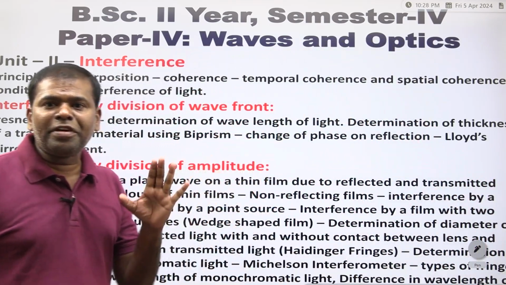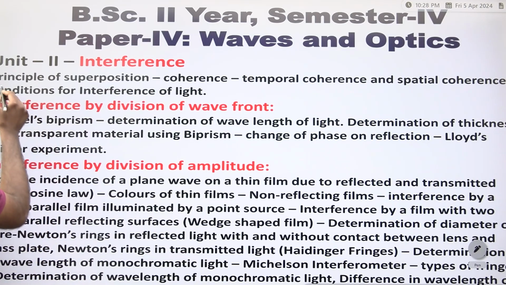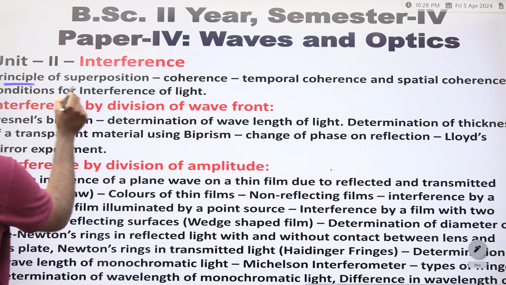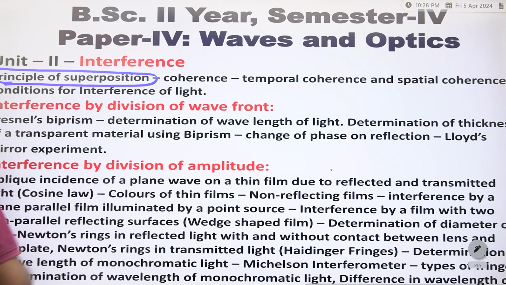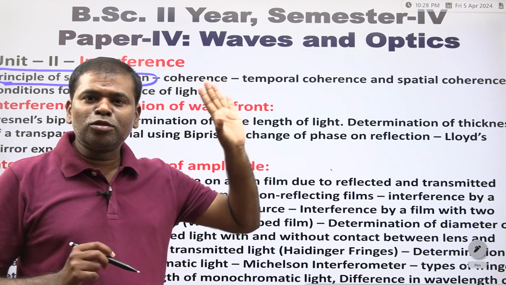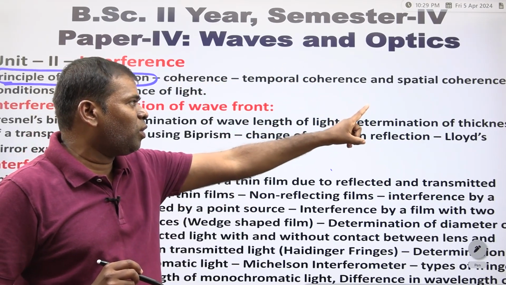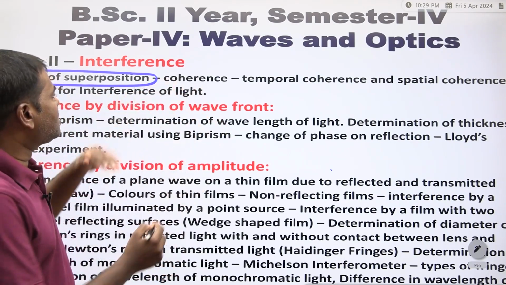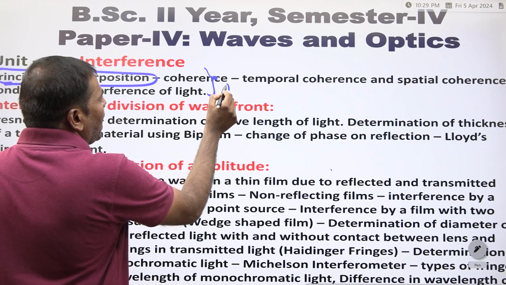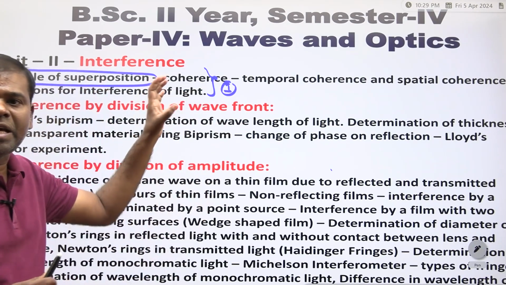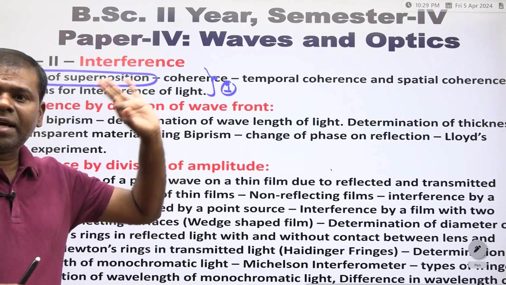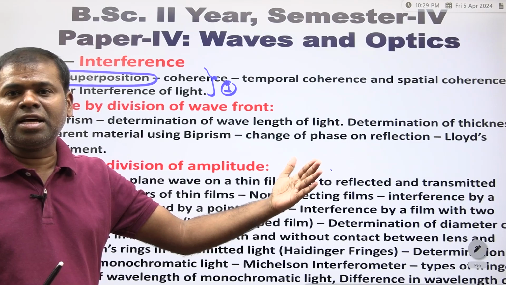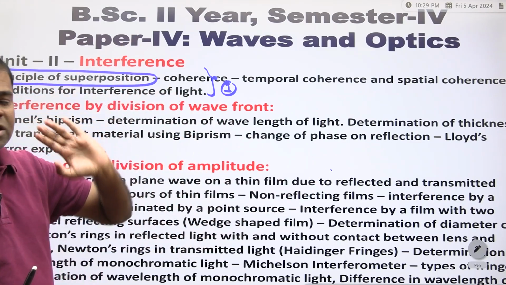First, how an interference pattern can form. The principle of superposition is there. You have to take the principle of superposition. Coherence: there are 2 types of coherence, temporal coherence and spatial coherence. Condition for interference of light. This is one part, right? One part you have to take. This is the basics of interference. To get interference, the light should be coherent light. To get the conditions of interference, coherent light must be there.